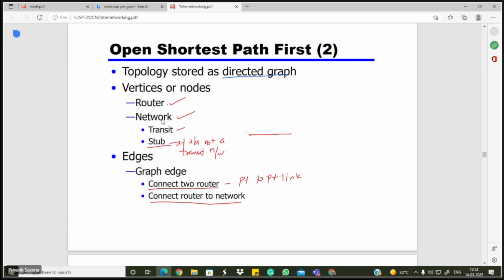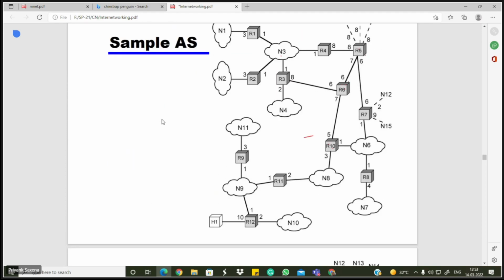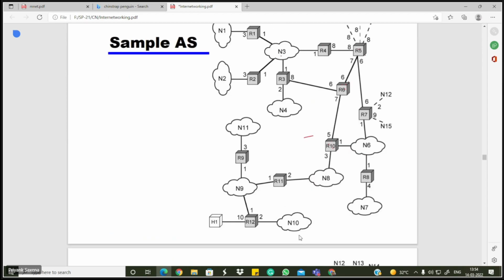The network can be, you can see here, right? So this is a sample autonomous system given over here. You can see there are different networks. There are different routers connected in this, right?